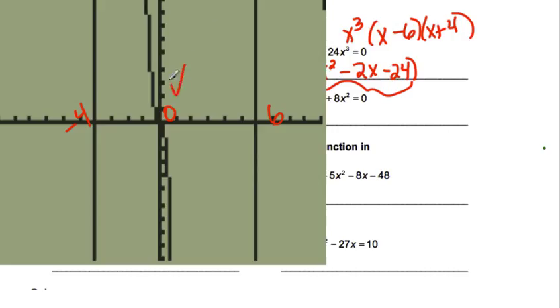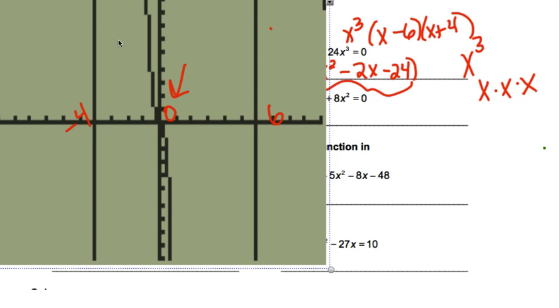Now, what is the multiplicity of 0, guys? How many times does 0 occur as a root? 1? Nope. 3, because I had x to the third. So that would be x times x times x. All of those would be zeros. Does that make sense? Any questions?